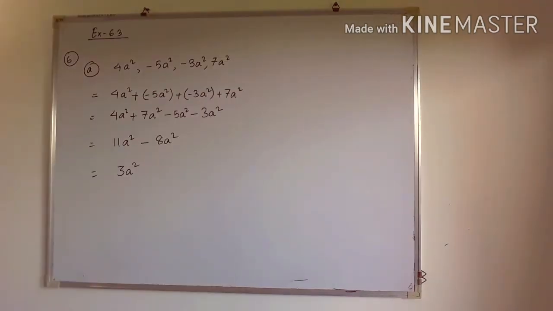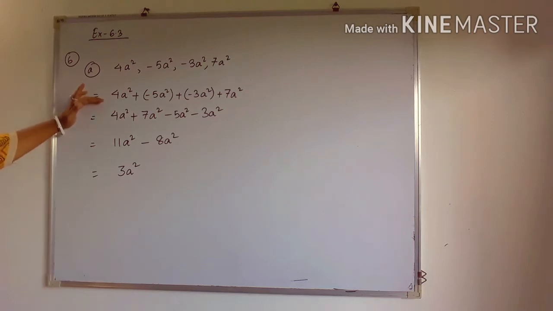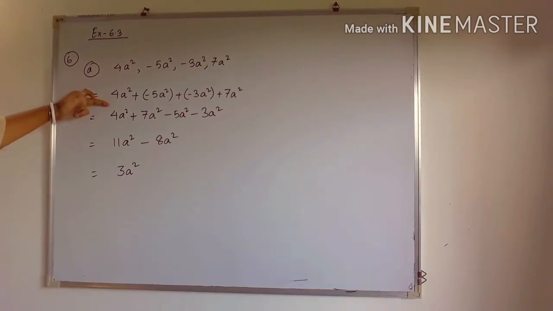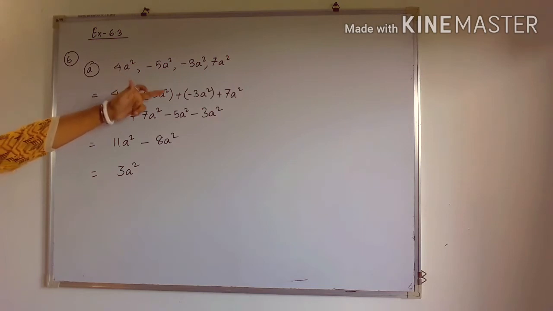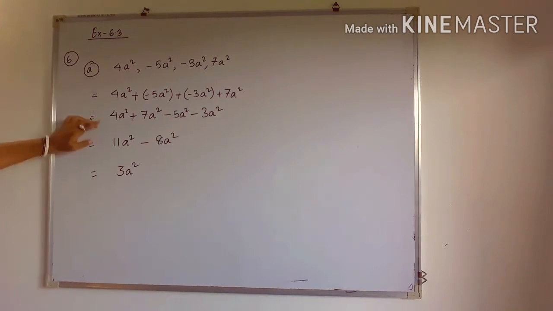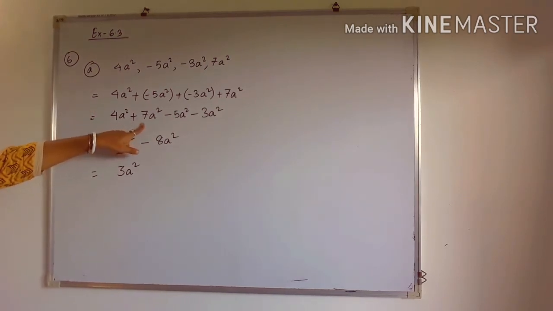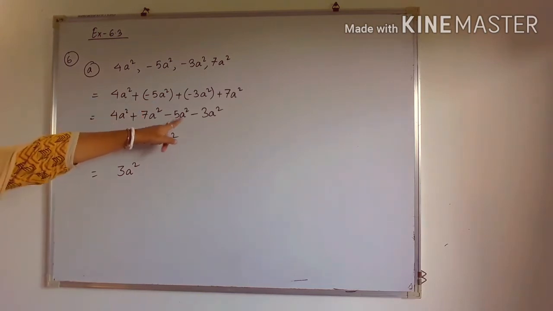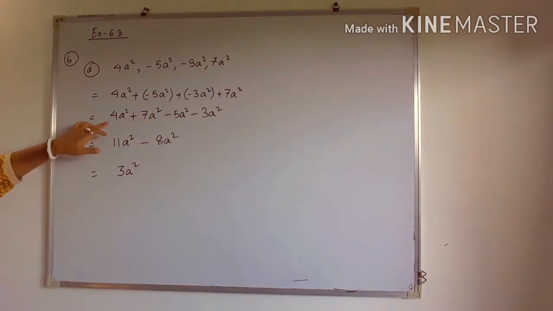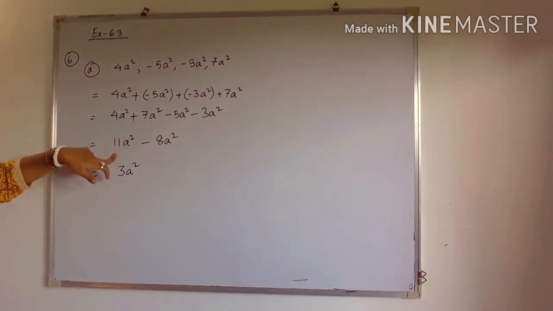In question number 6 you have to find the sum. In A, first of all you have to write the expression in a row, that is, in horizontal way. We can write it like this: 4a square plus minus of 5a square plus minus of 3a square plus 7a square. First I have collected the positive numbers, 4a square and 7a square, and then the negative numbers, minus 5a square and minus 3a square. After simplifying we get 11a square, because 4 plus 7 is 11.